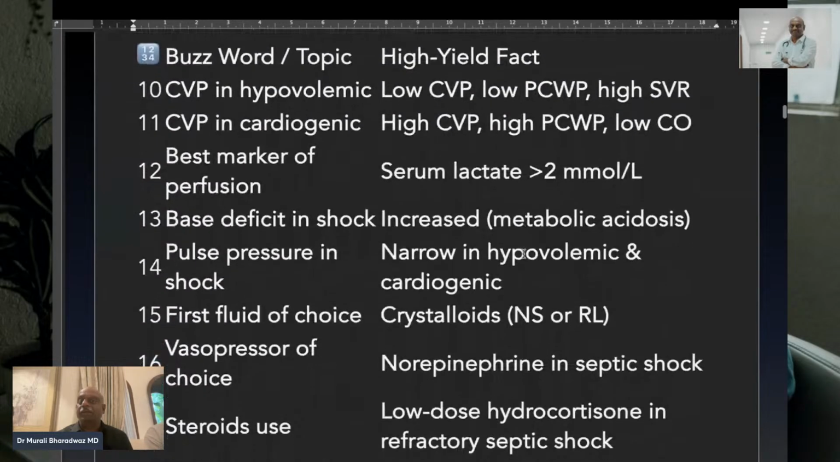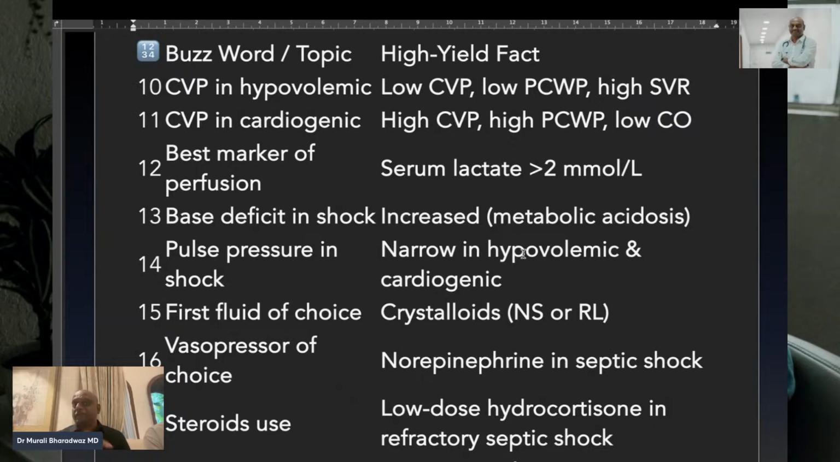And how is the central venous pressure? If it is hypovolemic, low CVP, low pulmonary capillary wedge pressure, and high systemic vascular resistance, because the hypovolemia leads to reflex vasoconstriction. Whereas in cardiogenic shock, the heart is unable to pump.